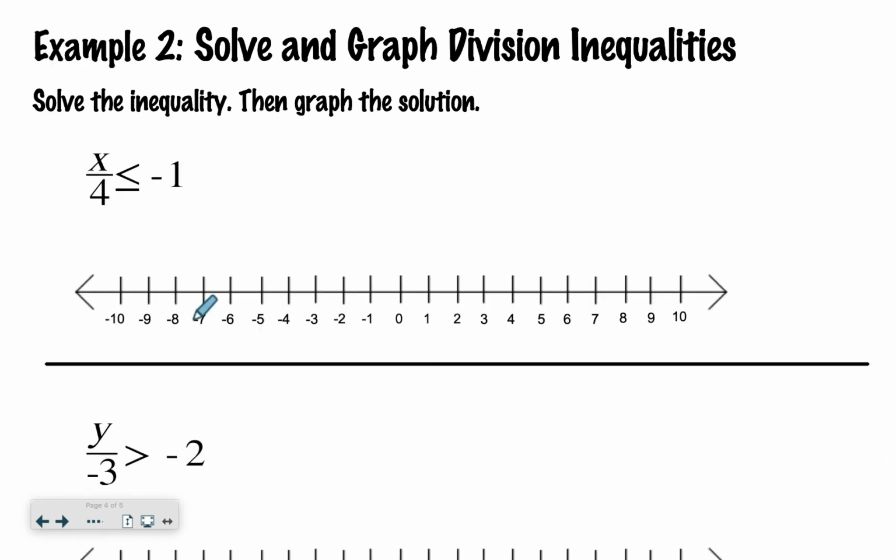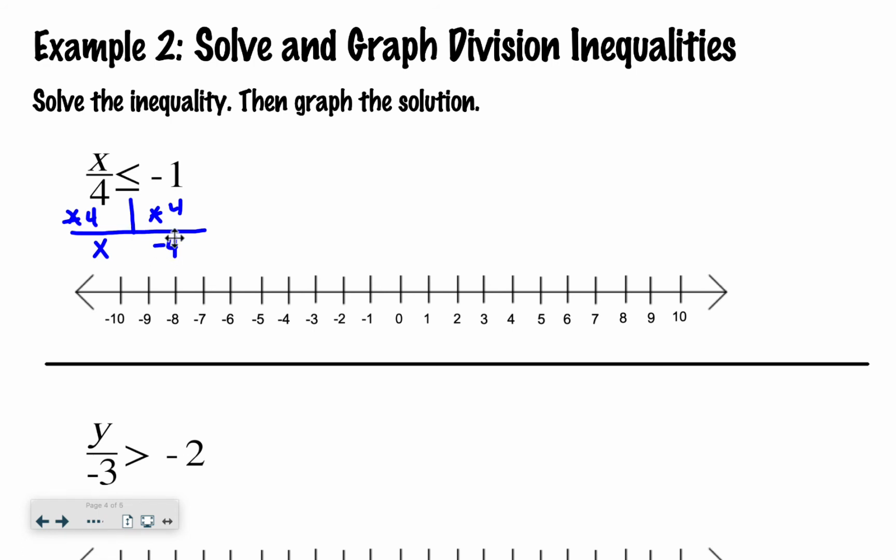Now let's practice solving and graphing division inequalities. So here you can see I have x divided by 4, or x over 4. I'm going to continue to solve kind of like what I used to. To undo that division, I would multiply by 4, and I have x, and then negative 1 times 4 is negative 4.